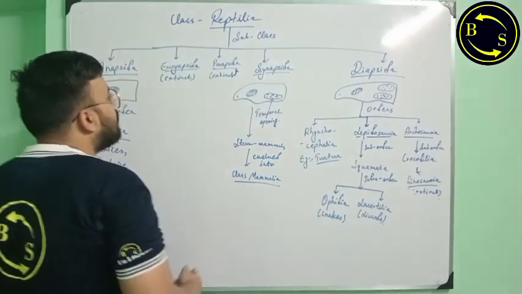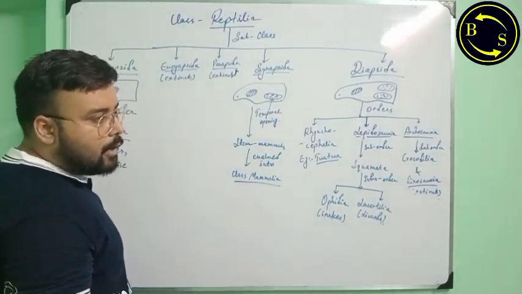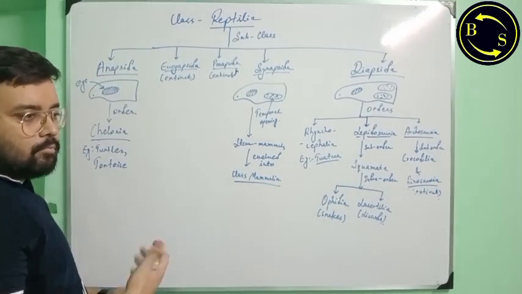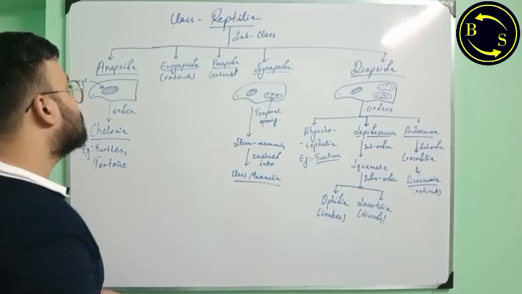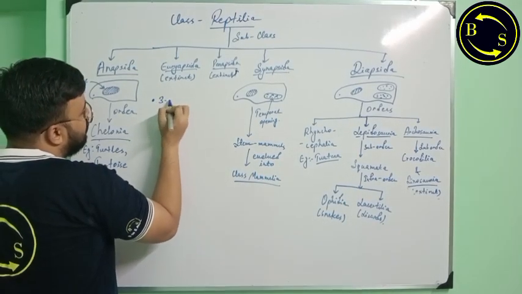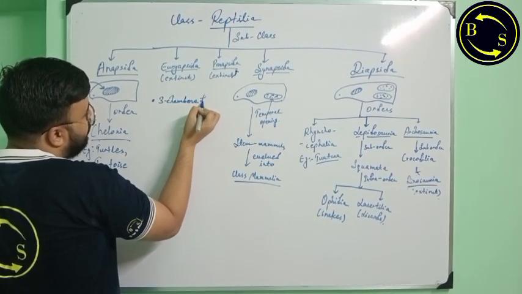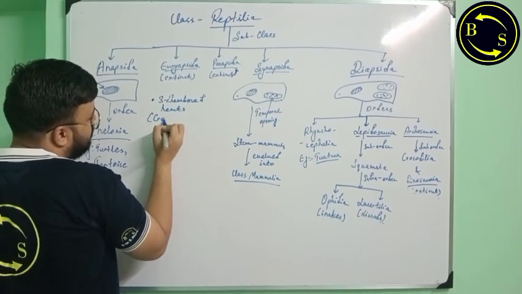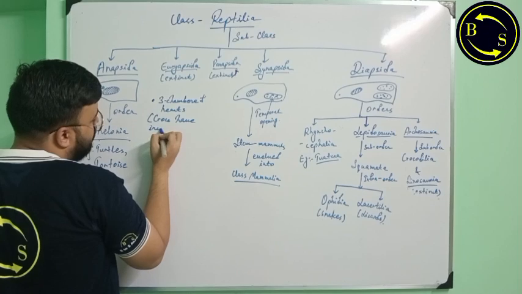They are, although they are quite adept in water, like crocodiles, like turtles. However, they are exclusively terrestrial as they do not depend on water for reproduction. Okay, they have three chambered hearts. Crocs have incompletely four chambered hearts.